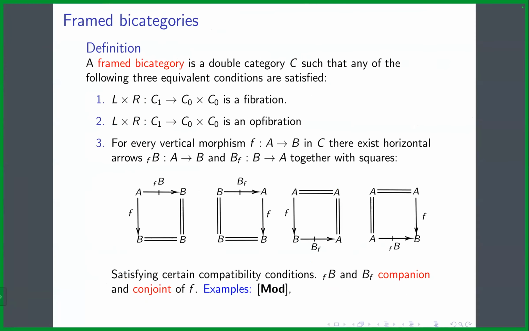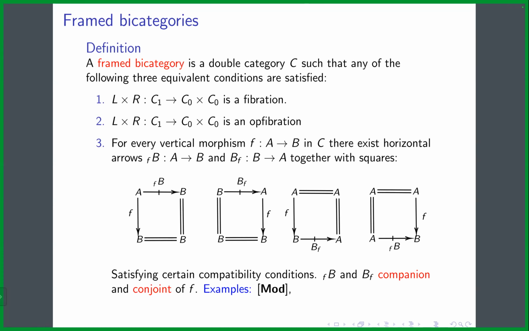Okay, now frame bicategories. Most of the audience, I'm sure, knows about them, and already in some talks, some people talked about this. But yeah, a frame bicategory is a double category C such that any of the following three equivalent conditions are satisfied. First, the left-times-right functor, associating to every square in the category of squares its left arrow times its right arrow, is a fibration. Equivalently, it's an opfibration. And third, every vertical edge has a companion and a conjoint.